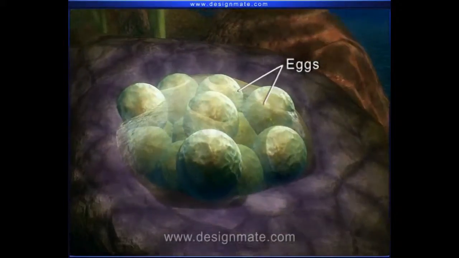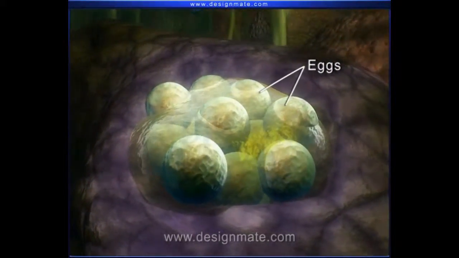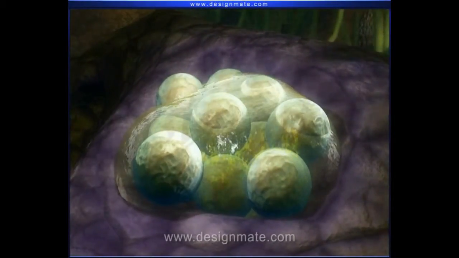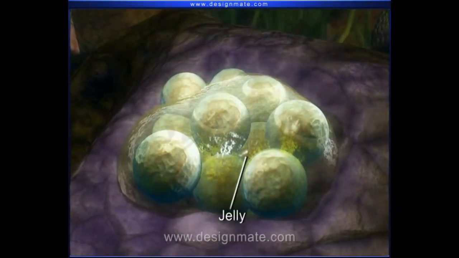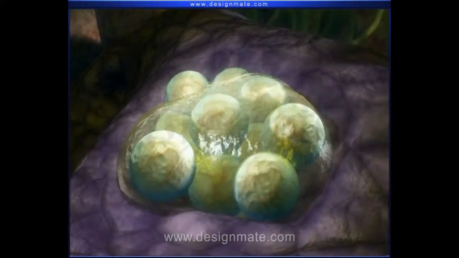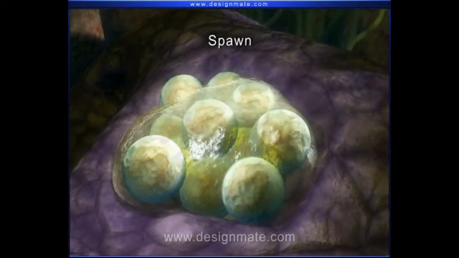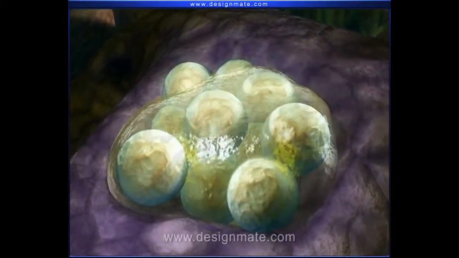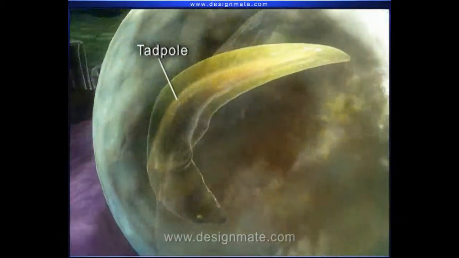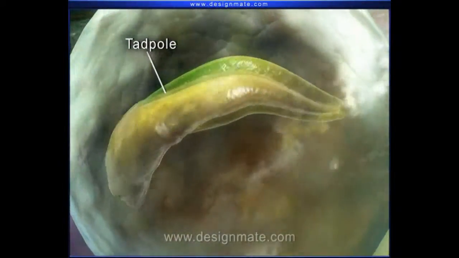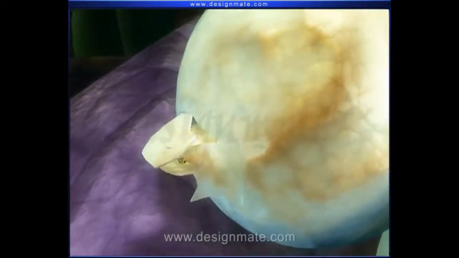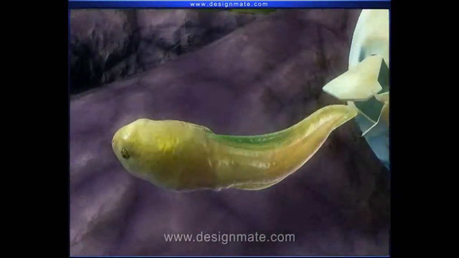The eggs of the frog are found in clusters, laid in water. The eggs stick to each other by a jelly, and this whole cluster of eggs is called the spawn. After about 10 days, a small tadpole-like creature can be seen inside the egg. It finally breaks the egg and comes out of it.